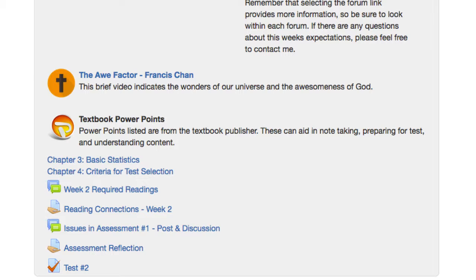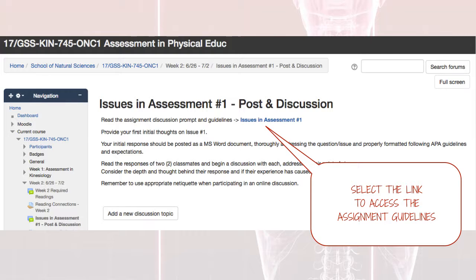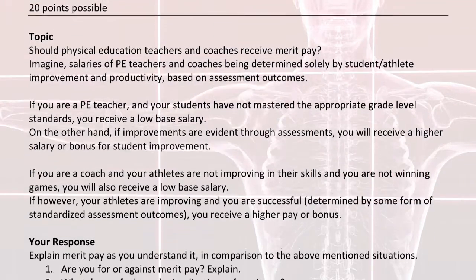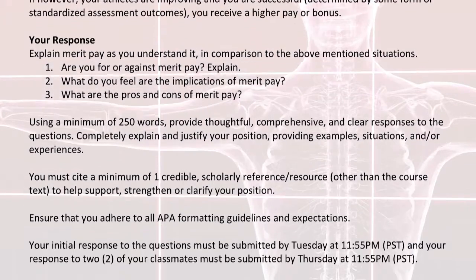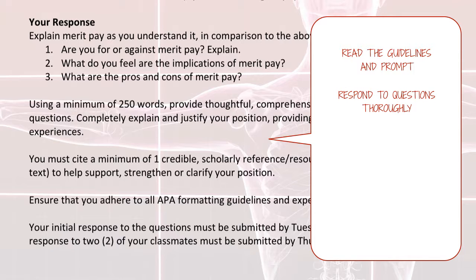Next is your Issues in Assessment number 1 assignment. When you open the assignment form, you're going to select the assignment link, which is going to take you to another page where you'll access the actual assignment guidelines. Be sure you read through the assignment guidelines completely so you have a good understanding of what's expected. In the first Issues in Assessment assignment, there's some information on merit pay, and there are some guiding questions for you to respond to. And I say guiding questions because they're not meant to simply be responded to in a brief Q&A format. I want you to give these some thought.